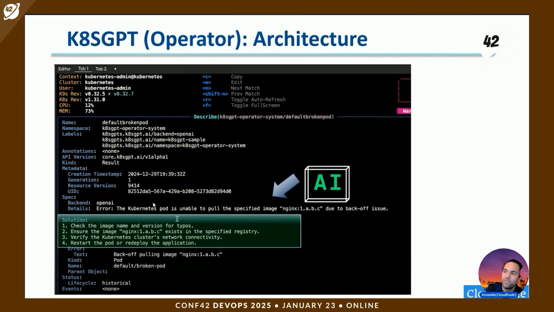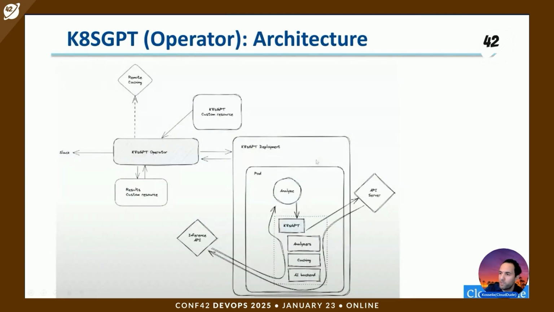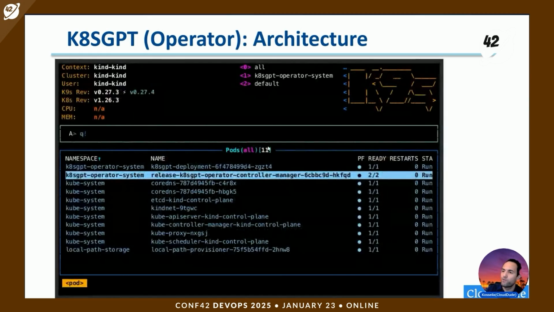This is a diagram, just to show you that the KSGPT deployment has pods where the analyzers run and communicate with the API server and the inference API server. There's also a way to connect with remote caching and also send notifications to Slack, right? So it's pretty much integrated, to be honest. I was going to run a GIF, but there's no way I can play it. So this is the last frame. As you can see here, we have two resources: the controller manager operator, and the deployment that you get when you deploy the KSGPT config.